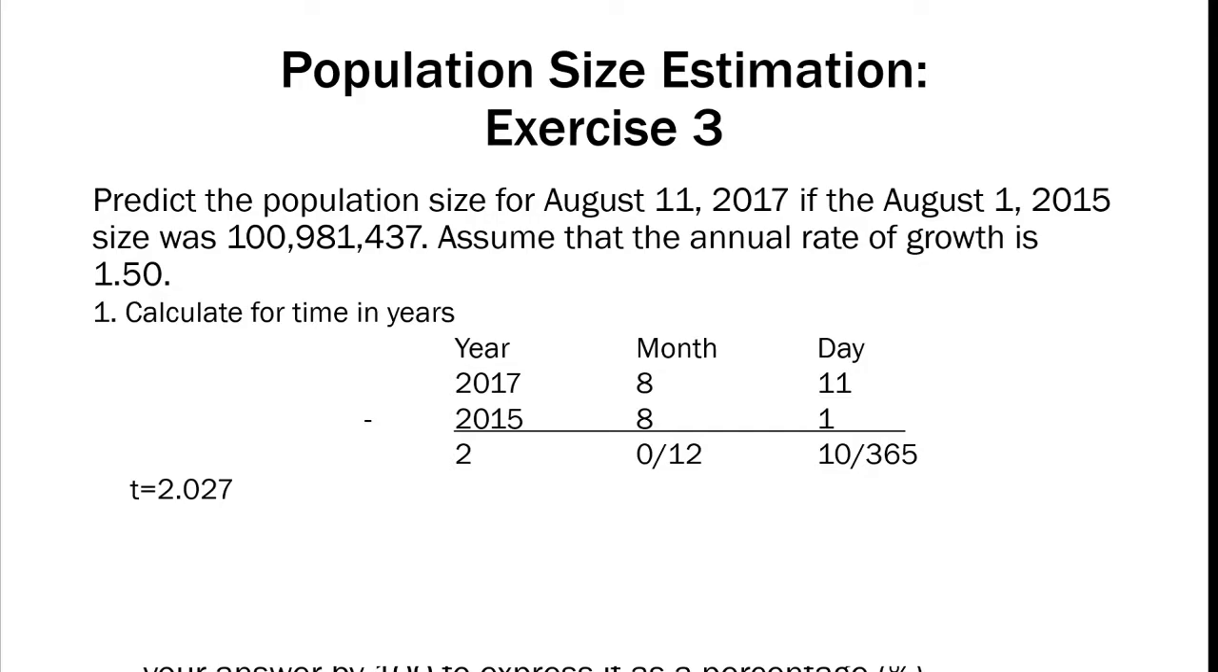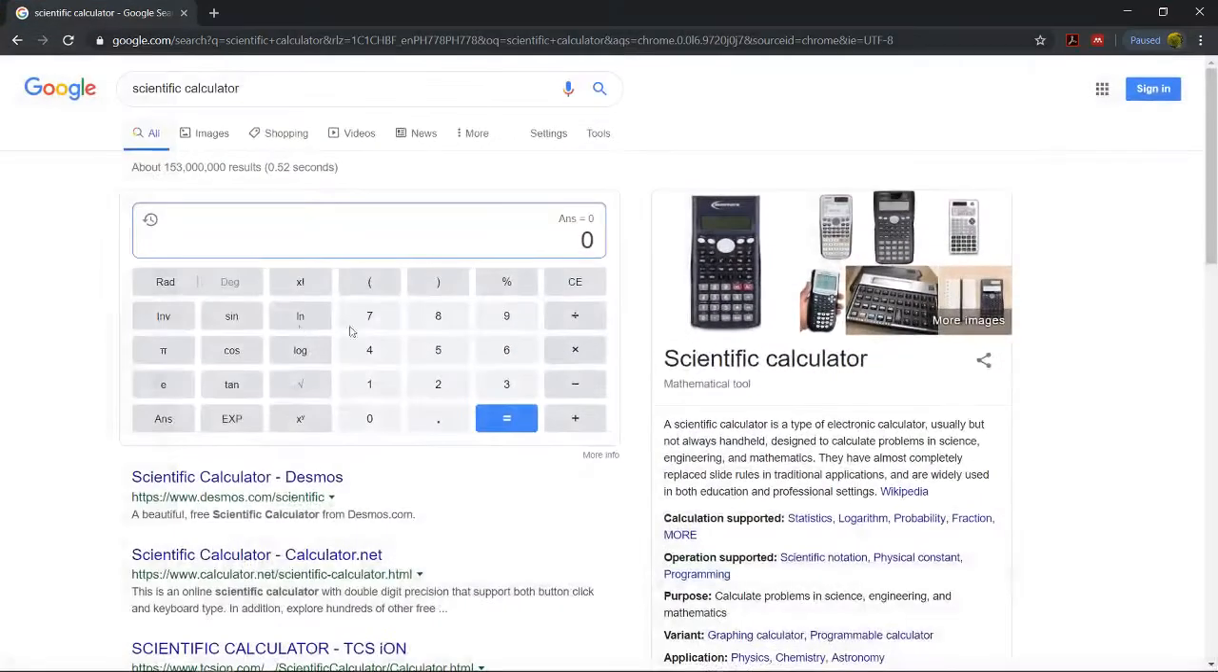Now, I arbitrarily rounded it to 3 decimal places, but you may choose not to cut it off or round it off to certain decimal places. What you can do in your calculator is store your answer. So let's say you inputted 2 plus 10 over 365. Let me show you. So I'm going to give you a hands-on here.